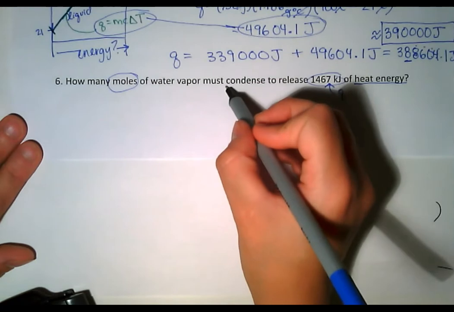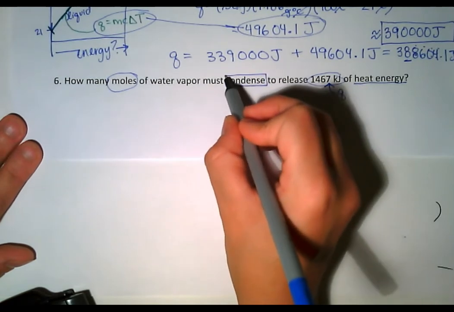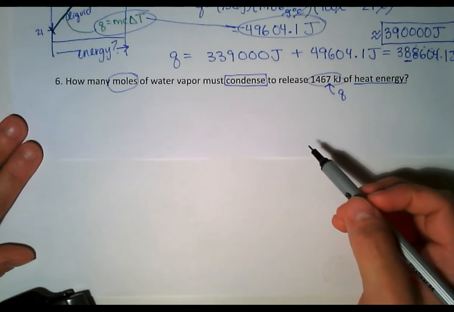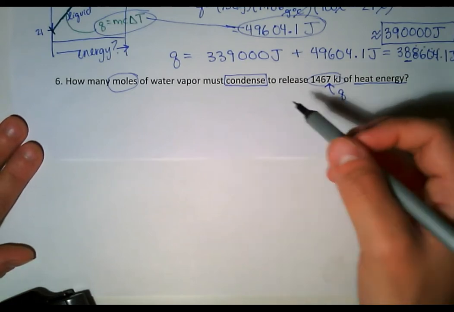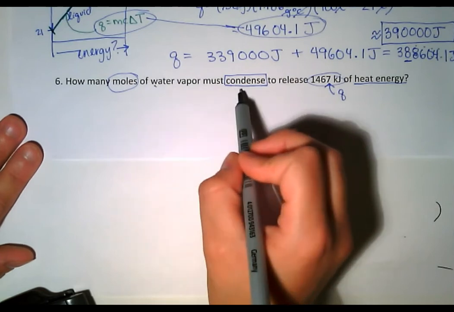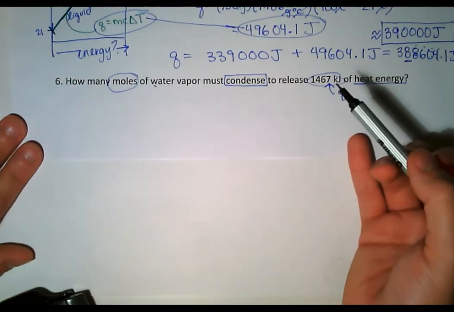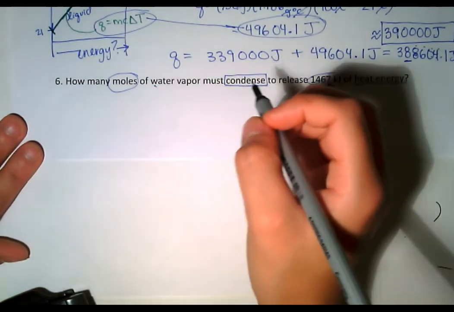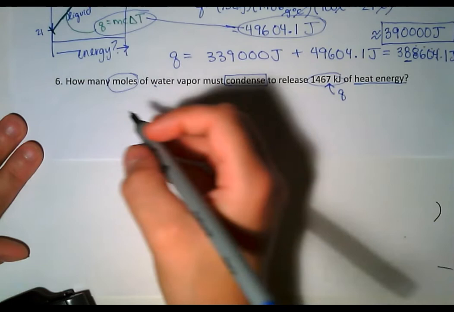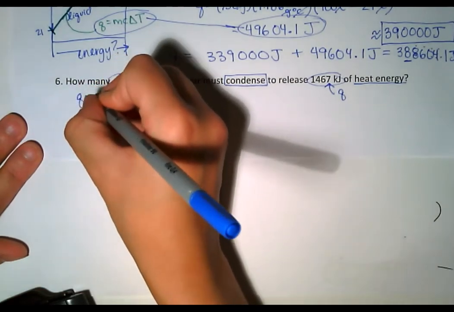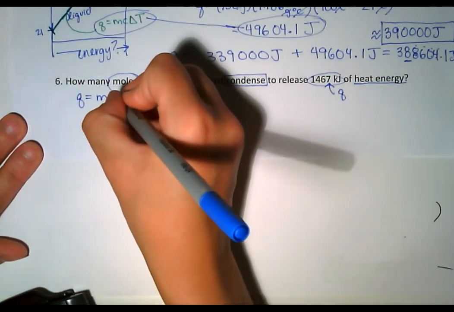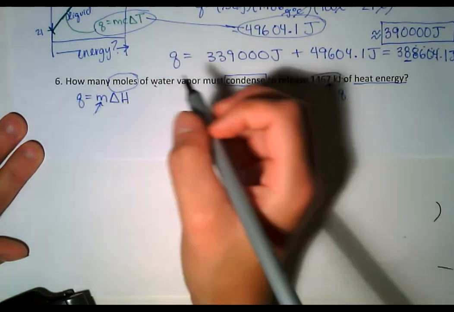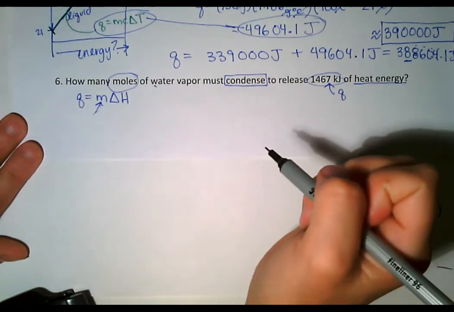And then we have something condensing. And it doesn't specifically tell us this in the problem, but we're going to have to make the assumption that our water vapor is already at the condensation point. It doesn't tell us that it's not, so we're going to make that assumption here, that it's already at 100 degrees. So we're looking at the equation Q equals M times delta H. And then once we have our mass of water vapor, we know how to convert that to moles, so we can do that in the end.